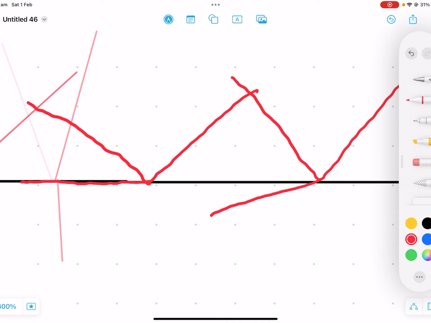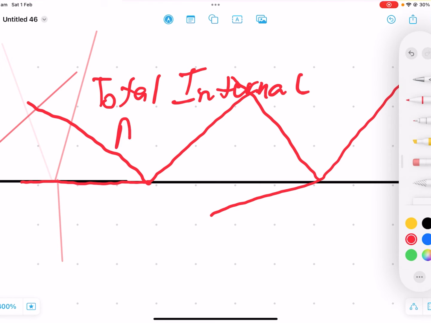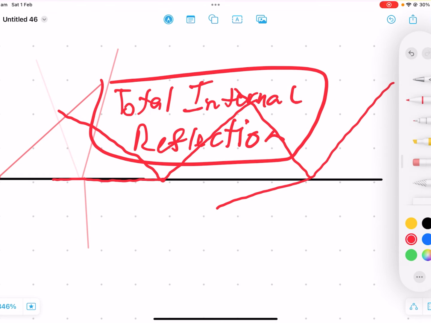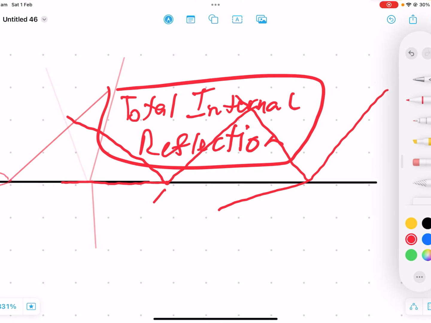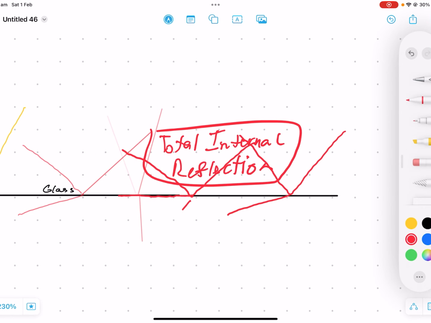This is called total internal reflection, because it's when there's no refraction at all. It's like a mirror. People can use this.